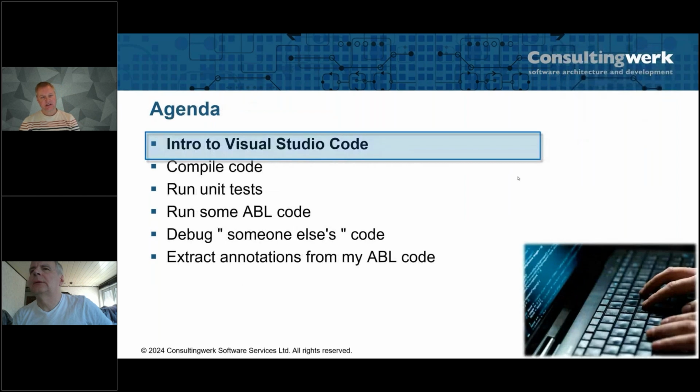So today's agenda, we'll look a little bit at Visual Studio Code, and then look at the things that I do, I suppose, in my day-to-day development environment. Compile code, it's quite important in the OpenEdge world. We'll run some unit tests, which you really should be doing. I know not everybody does. Run that code to test it, even manually. Debug someone else's code, because of course it's never my code that's broken. And then some additional functions in our framework. I'll get into that, but I may want to extract some annotations from some ABL code.